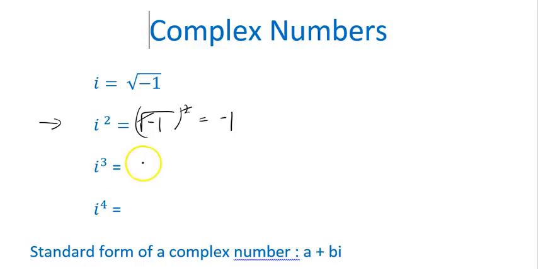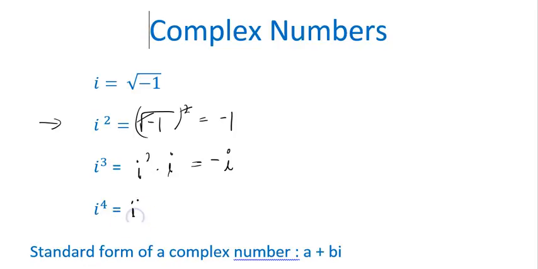i to the third would be i squared times i. That's how you would get the third power. And since i squared is -1, -1 times i would be -i. And so anytime you see an i to the third, you can replace it with a -i and make the problem look simpler. And then i to the fourth.